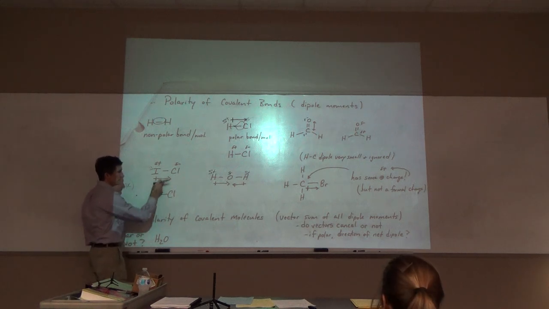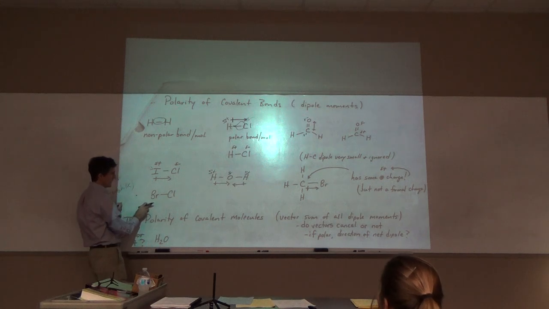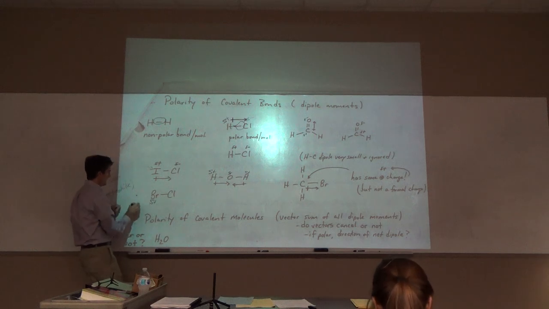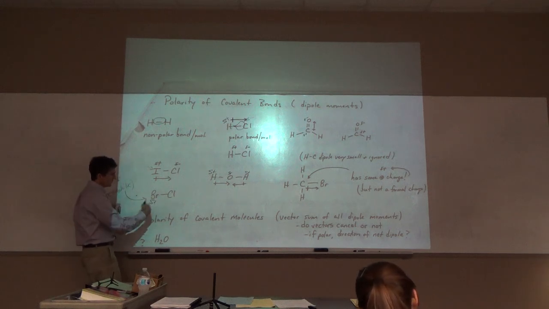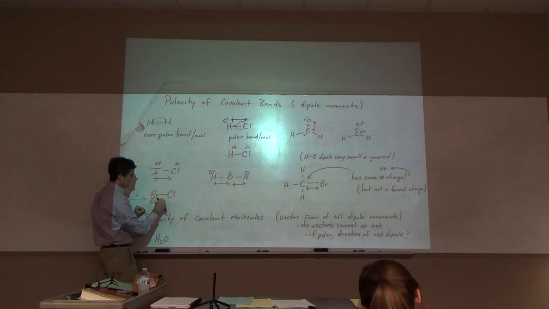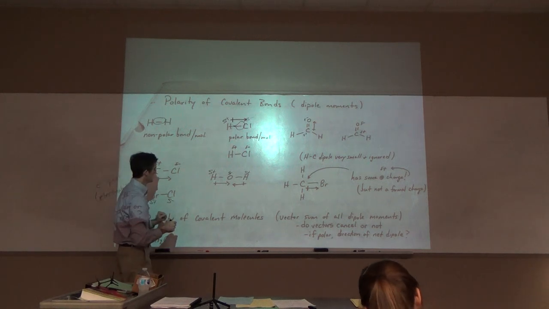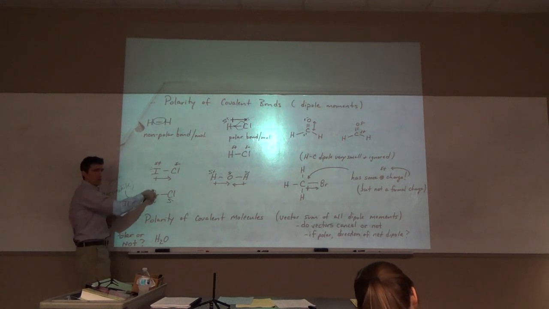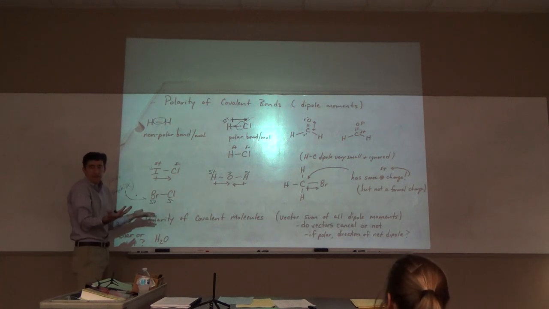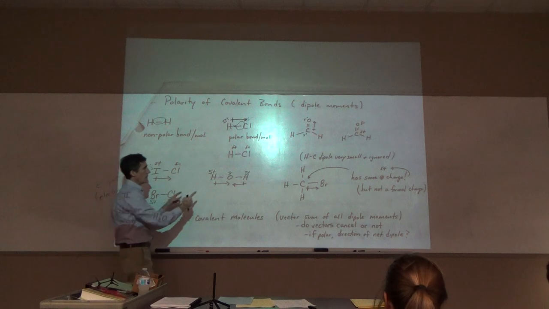How about BrCl? We skipped it over here. Which one's partial plus? Br. Yeah, bromine's also electrophilic or electron poor. Same thing here. These molecules are polar. You only have one dipole, and that's it. That's the whole answer.